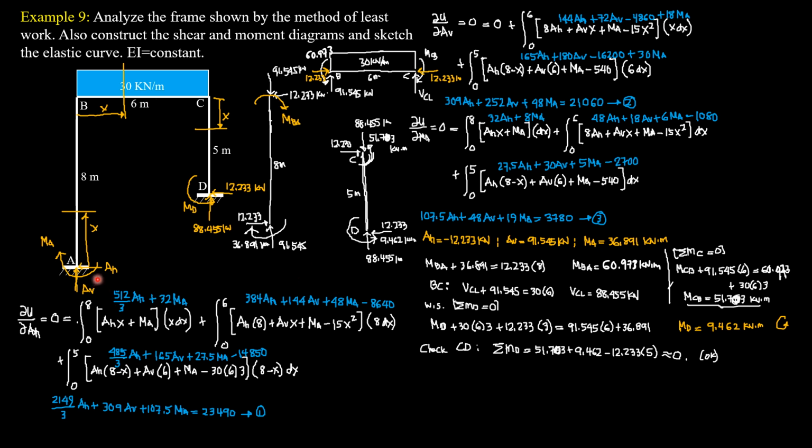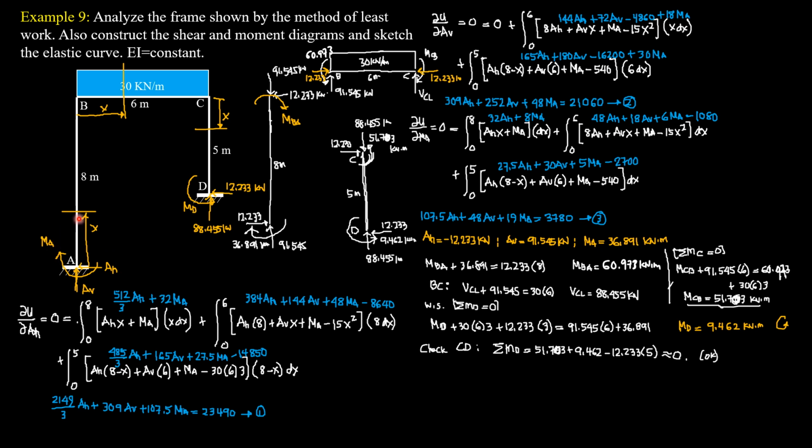So this is indeterminate to the third degree. I choose the horizontal component, vertical component of reactions, and the moment reaction at A as the redundant forces. There are three, and we evaluate the partial of work with respect to the first redundant equals 0 because this is a support that does not settle.